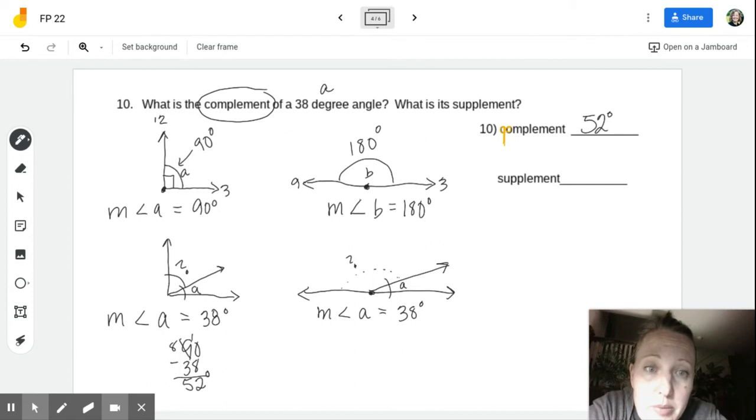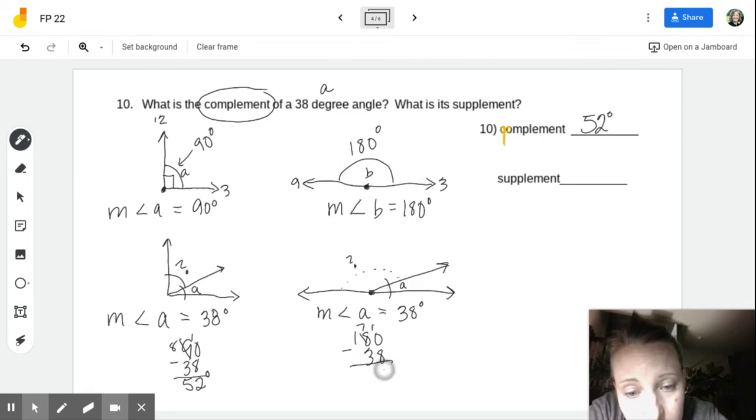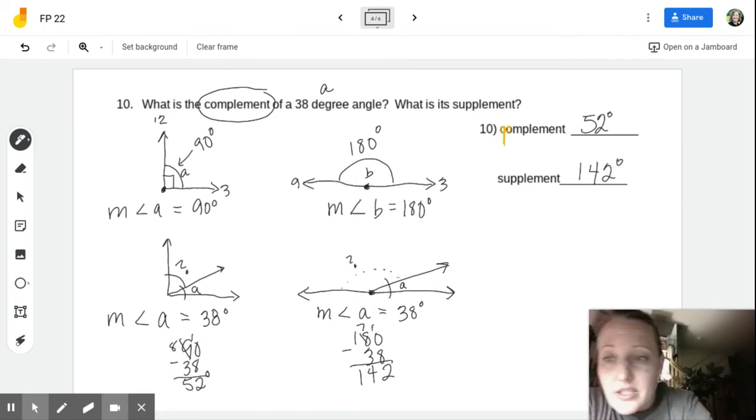So the supplement to angle A has to add up to 180. So I'm going to take 180 and I'm going to subtract 38. And I'm going to get 142. That's 142 degrees.